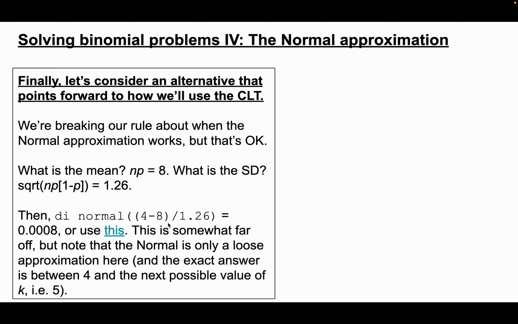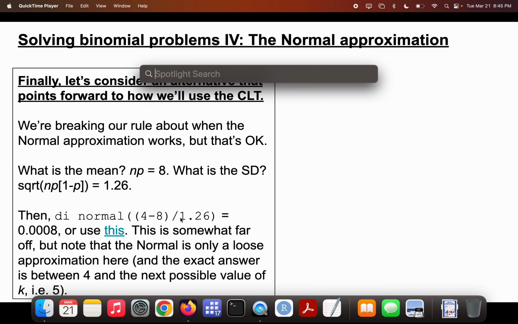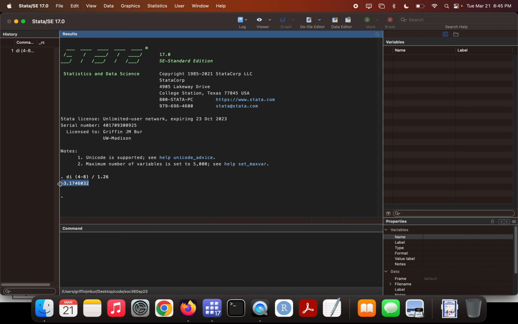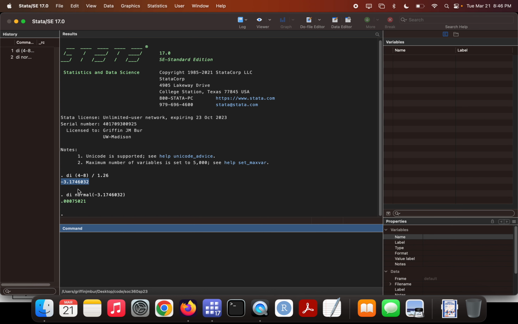Here, I didn't even go ahead and put in the z-score. We could do that, so let's find the z-score. So we'll say display 4 minus 8 divided by, gotta put parentheses here, 1.26. That gives this z-score here, and then we'll take that and plug that into the function, and we'll get the same answer back, right? So 0.008, or sorry, 0.0008.